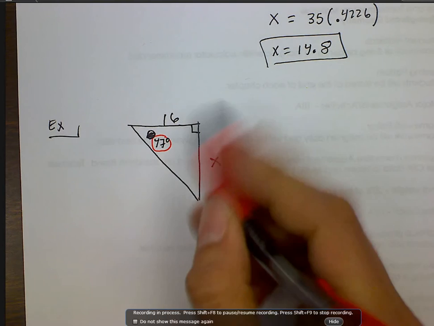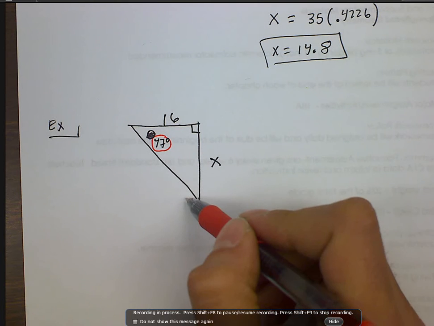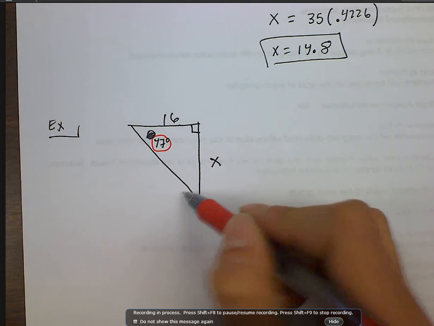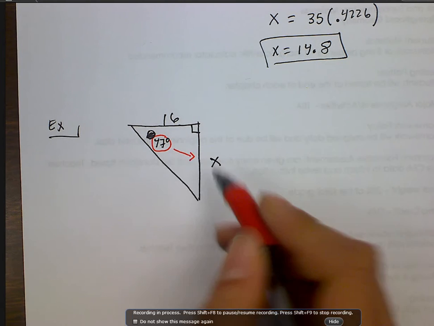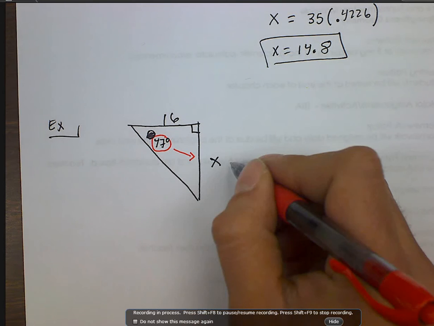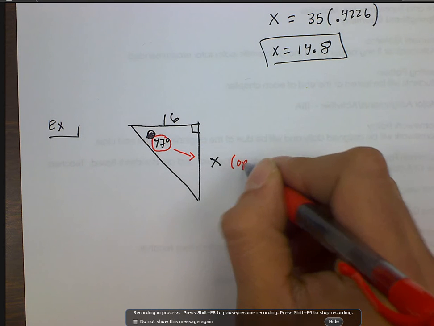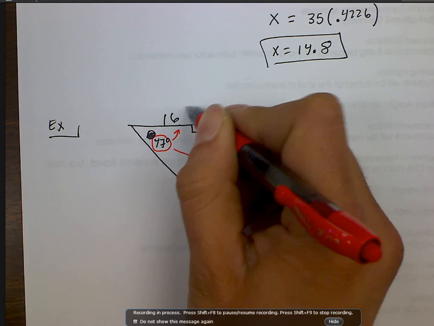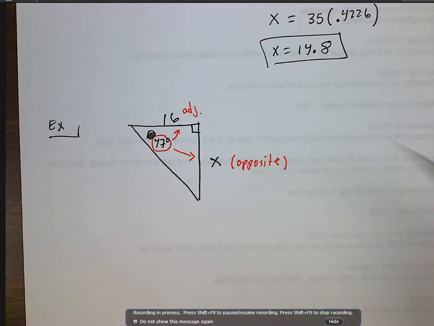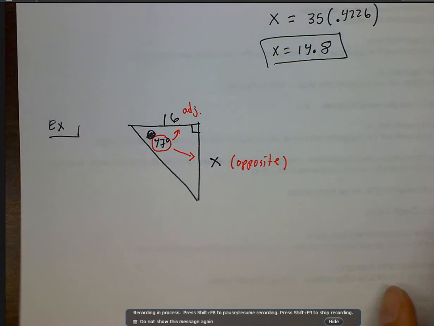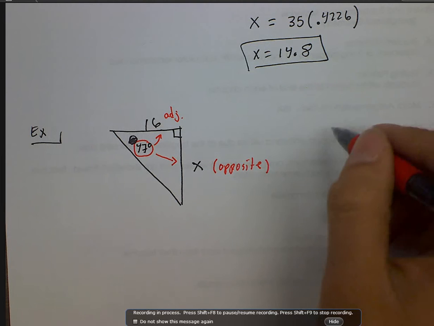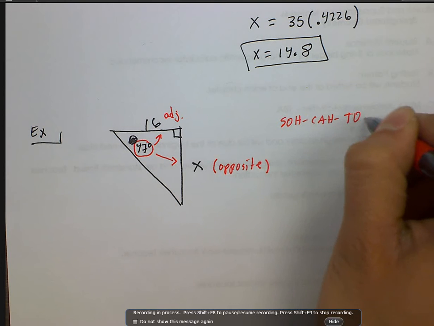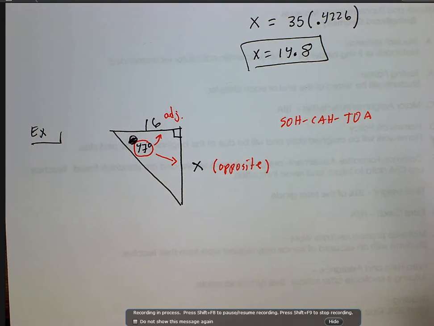I know this one is the hypotenuse, but I'm not going to label it because I don't have any information for it. But I have this one, which is across my reference angle, so this one is known as the opposite. And then this one must be the adjacent. So now you're going to look at this and write SOHCAHTOA, and then you're going to go through every single one until you get that.